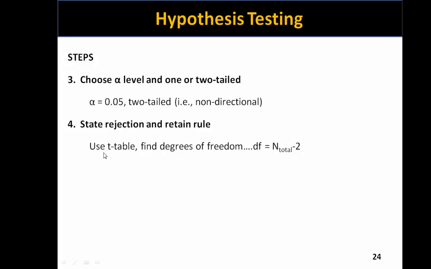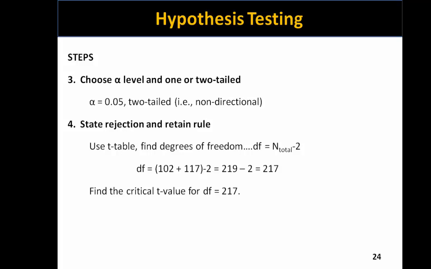So to do this, we need our t-table, and we have to find the degrees of freedom specific to this study. And so because we have two different groups of cases or research participants, we take the total sample size of both groups and we subtract 2. So we had 102 participants in one group, 117 in the other group. We sum these two numbers, we subtract 2, and we end up with a degrees of freedom value of 217.